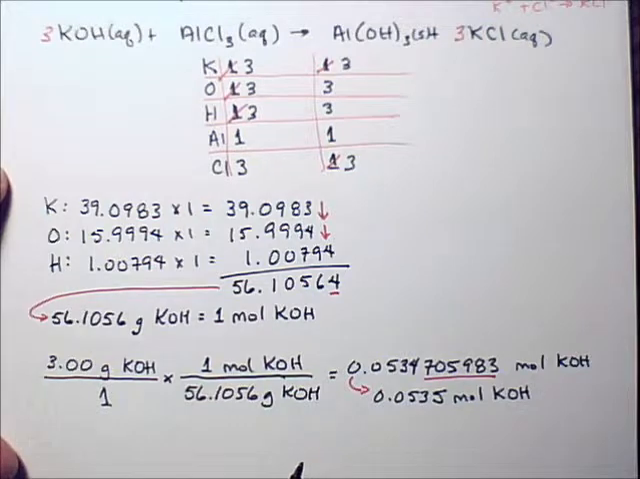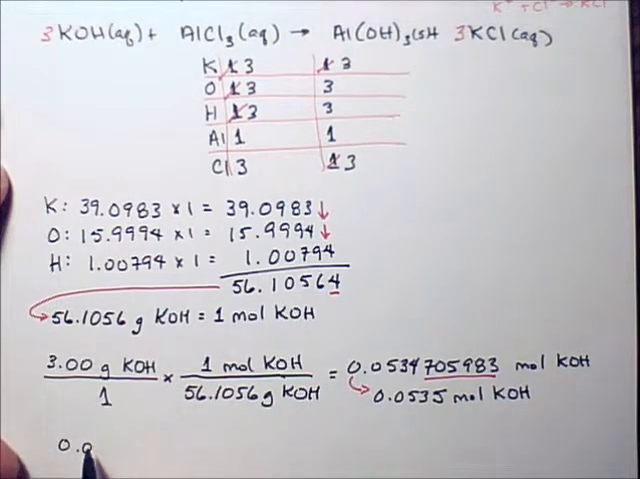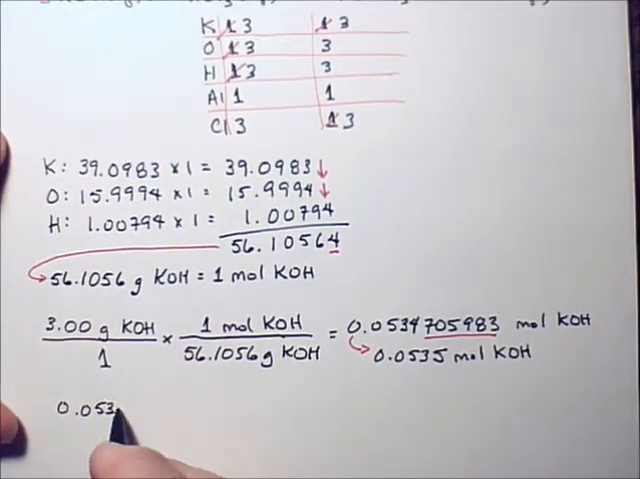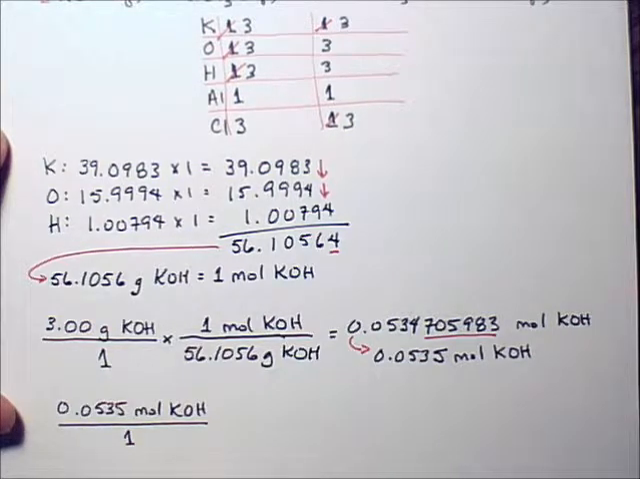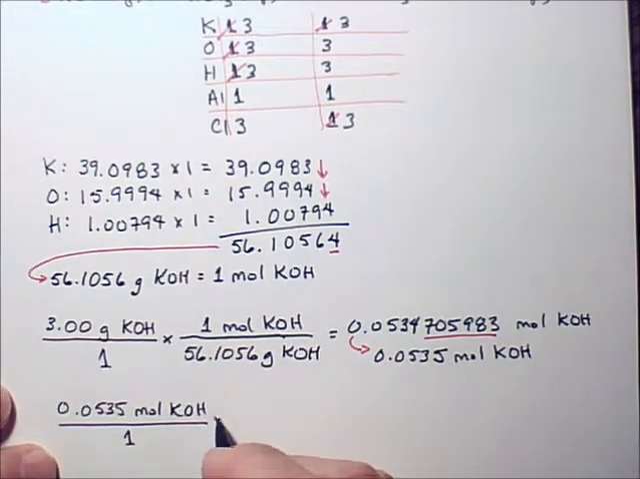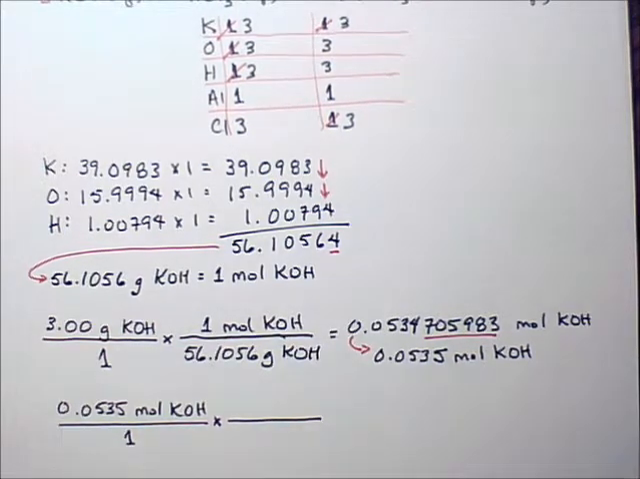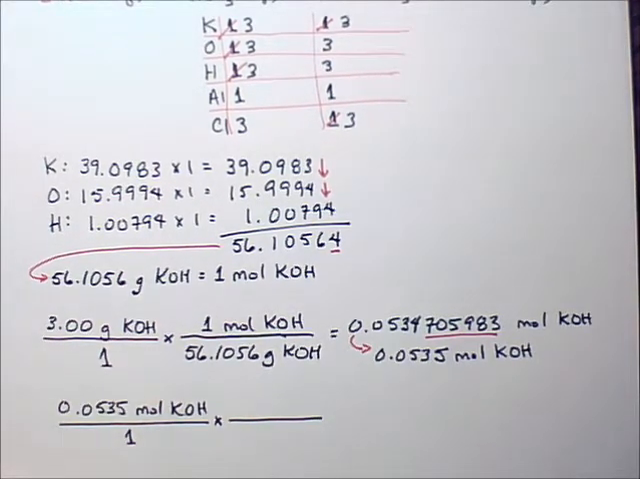Starting amounts go where? On the top, over 1. 0.0535 moles of KOH over the number 1. Not 1 gram, not 1 mole, not 1 liter, but just the number 1. The number we calculated here becomes the starting amount for this problem.